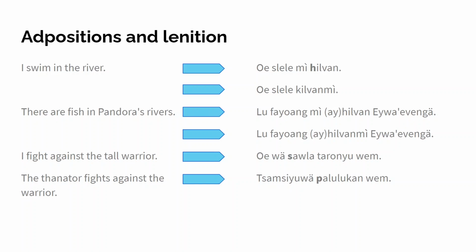But, here, very important point, that only happens if the adposition is in front of the noun. In the next sentence we see tsamsiwe palulukan wem. So here the we is behind the tsamsiu, but the palulukan doesn't change. So it doesn't become falulukan, it stays palulukan. The p doesn't change, even though there is a we in front. The reason is very simple. Like I said, adpositions only cause lenition if they are in front of the noun they belong to. So in this case, the we is after the noun it belongs to, behind the tsamsiu. Because of this, it doesn't cause lenition anymore.